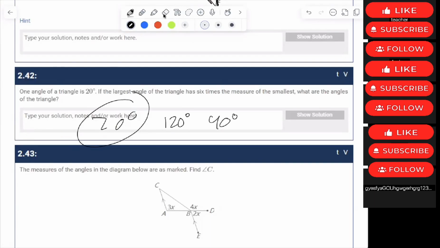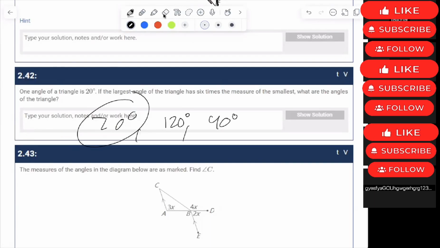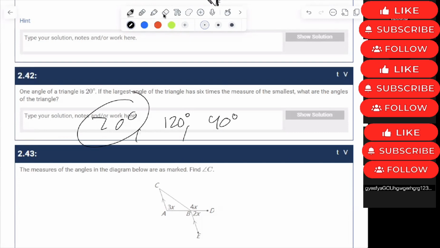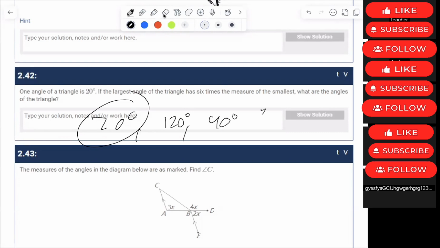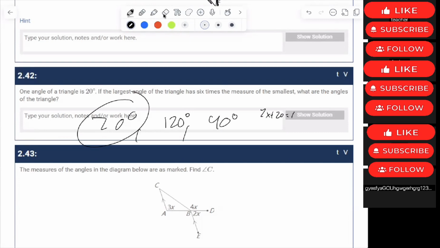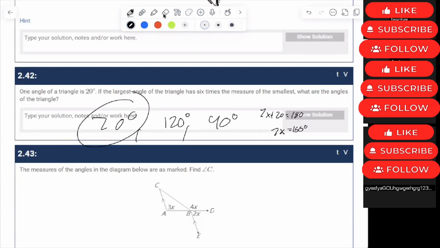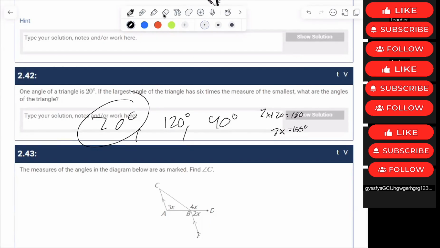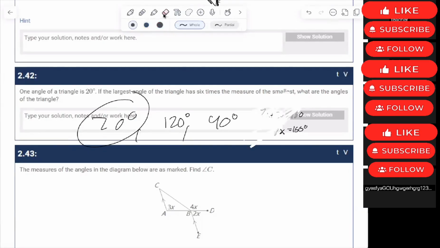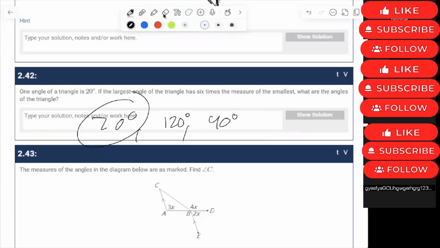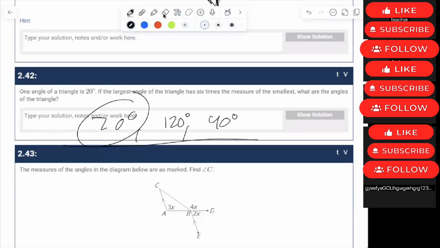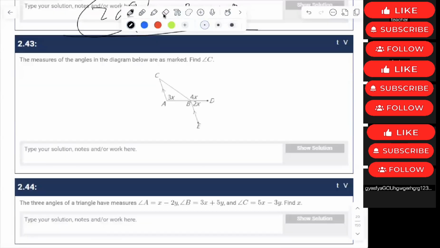That works. But if we assume that the other angle is the smallest, then we have 7x plus 20 equal to 180 degrees. 7x is equal to 160 degrees, which is more than 20. This doesn't work. You can try it out. So this is telling you that this is the only valid configuration. So it's just 20, 120, and 40.